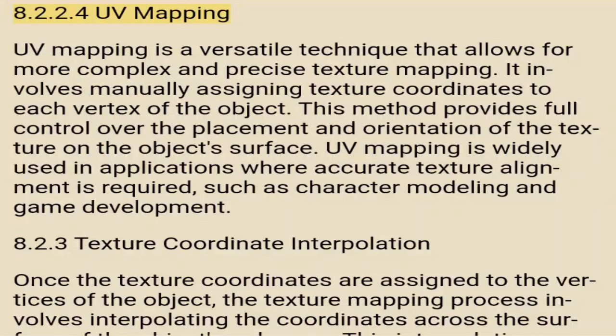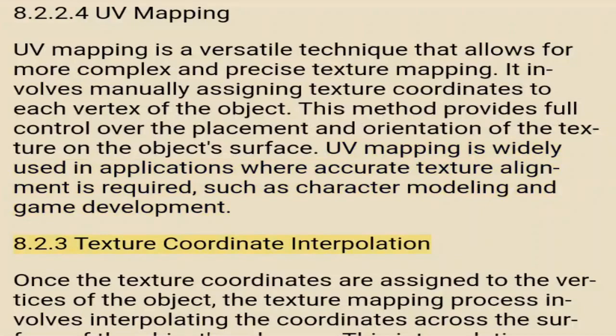8.2.2.4 UV Mapping. UV mapping is a versatile technique that allows for more complex and precise texture mapping. It involves manually assigning texture coordinates to each vertex of the object. This method provides full control over the placement and orientation of the texture on the object's surface. UV mapping is widely used in applications where accurate texture alignment is required, such as character modeling and game development.